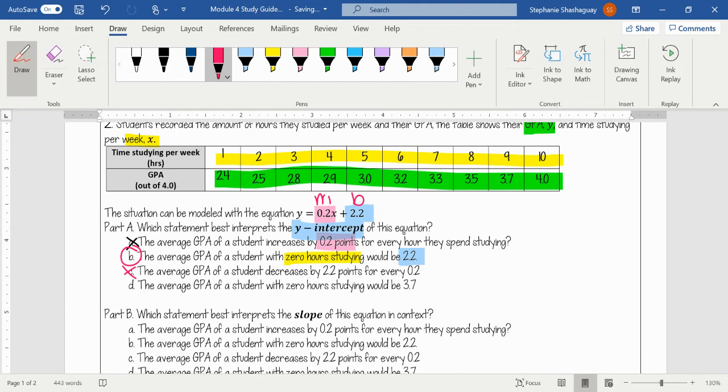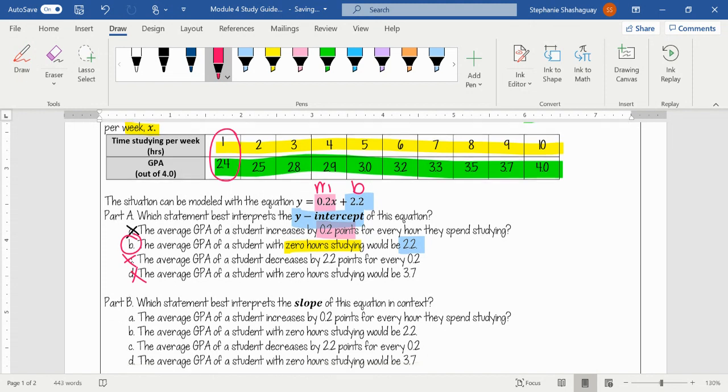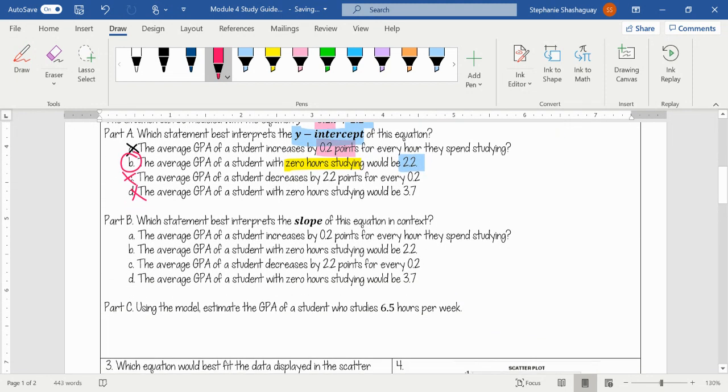The average GPA of a student with 0 hours studying would be 3.7. Well, that's definitely illogical too, because you can see right here in my table, I have a student studying 1 hour and they only have a 2.4. So look for your logical answers first. In this case, it was B.